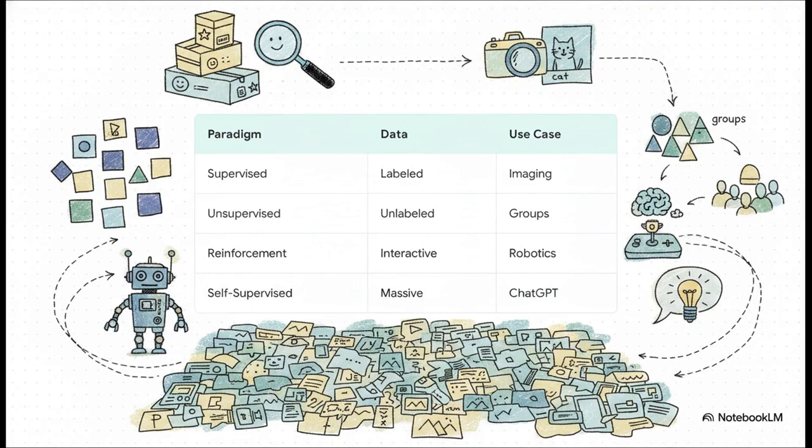So here is your complete framework. Got labeled data? You grab supervised learning. Just raw unlabeled data? Unsupervised. A mix of the two? Semi-supervised. If your AI needs to physically act in an environment, that's reinforcement. And if you have internet-scale text or imagery, you unleash self-supervised learning.